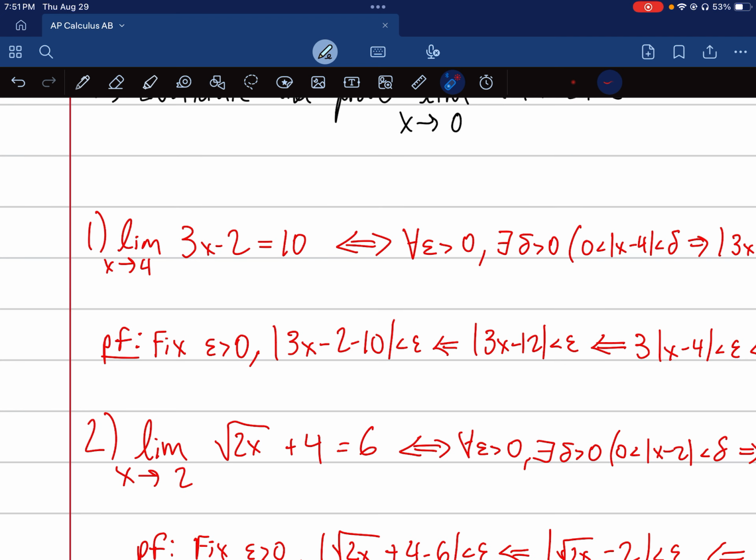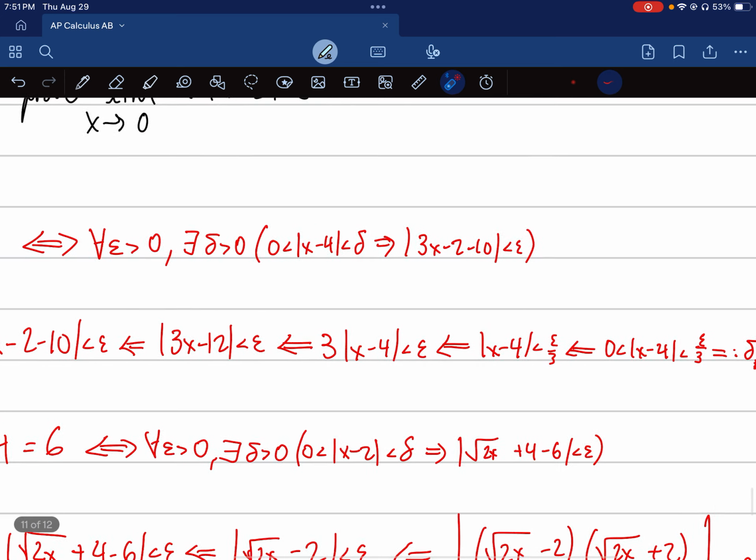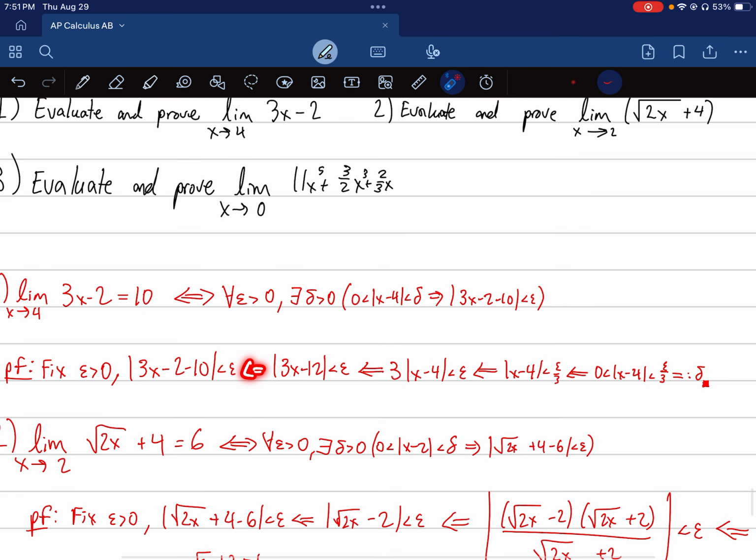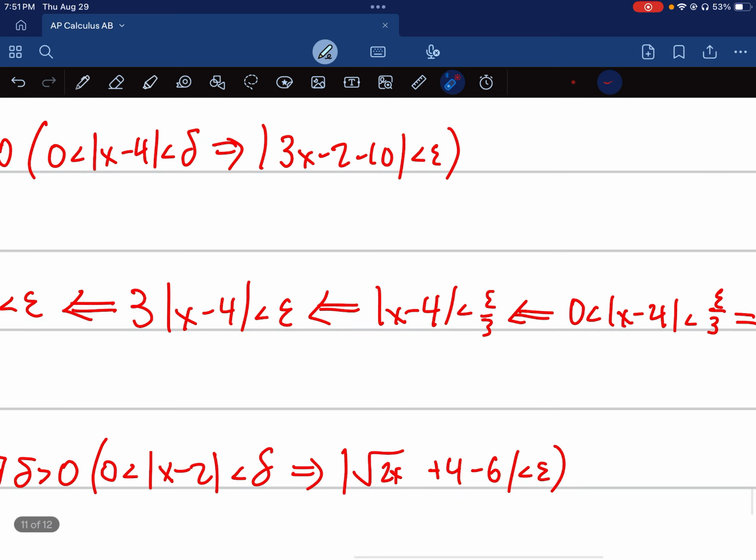So here's our proof. If you did this, you will get full points. I'll say if a certain step can be omitted or not. So fix epsilon greater than 0. The absolute value of 3x minus 2 minus 10 is less than epsilon. Remember, we start here, we end here. This is implied by, we just do minus 12, less than epsilon, which is implied by, we factor out the 3, less than epsilon, which is implied by, we divide 3 from both sides.